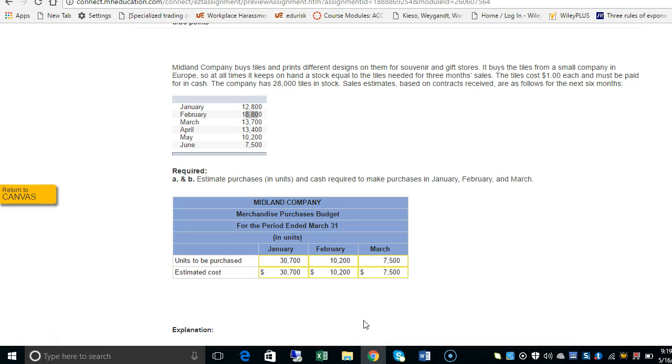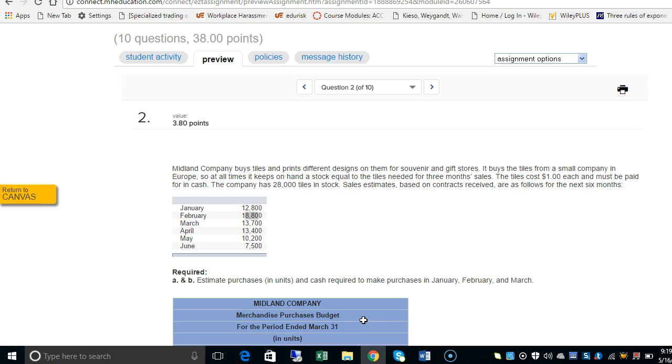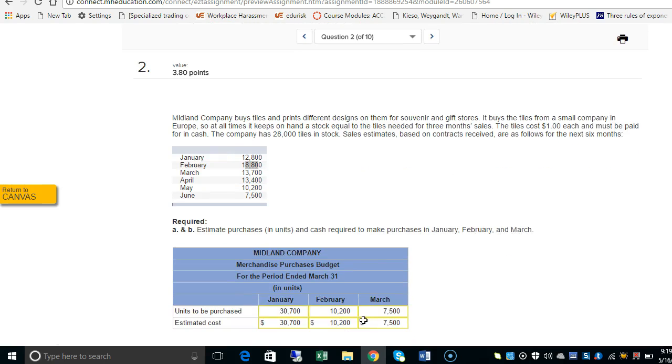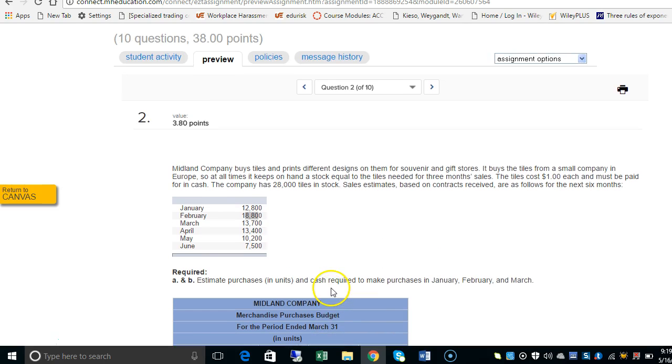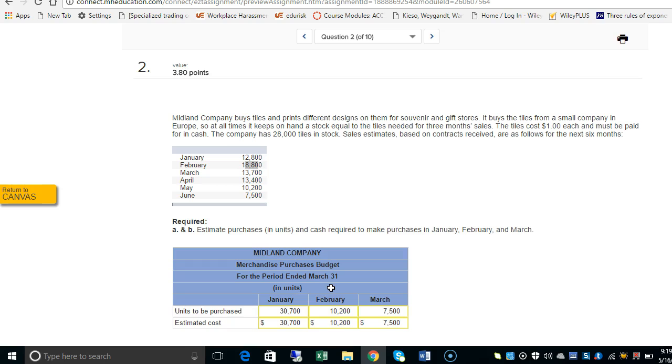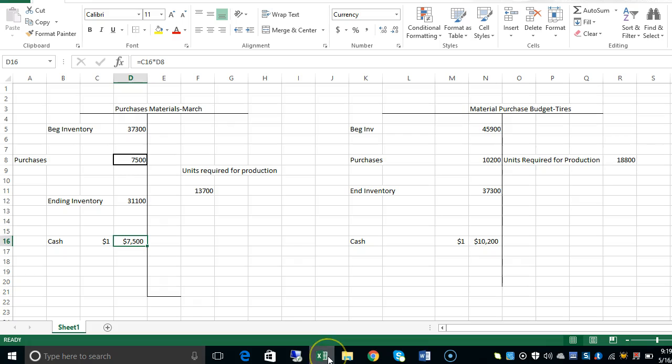So that's the approach you need to take to do one of the homework problems in this week's Connect for the purchase budget and production budget as well. It's the same concept. So look over your lecture notes. They give you some T accounts that you can follow.